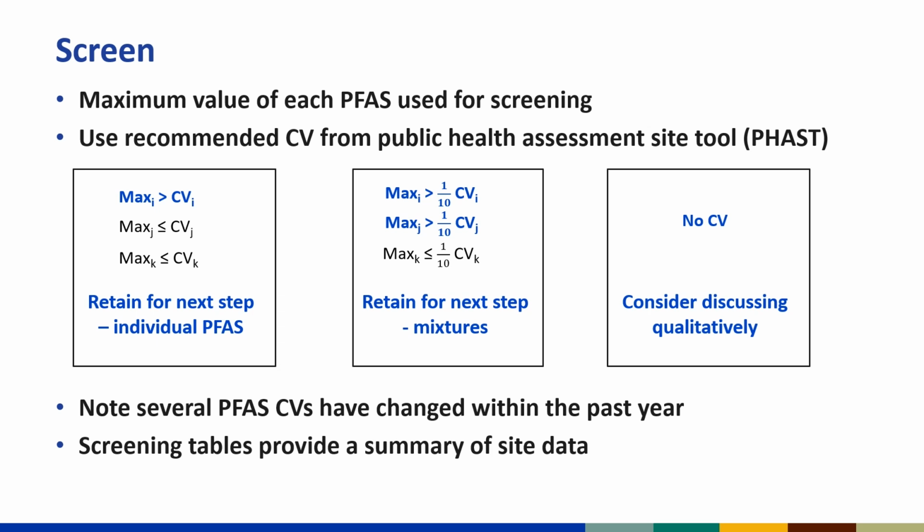But for PFAS, this is not completely true. PFAS that are below their CVs will screen out for an individual analysis, but we need to consider doing a mixtures analysis if there are multiple PFAS detected at just a tenth of their CV. And those PFAS that don't have CVs may also be retained for a qualitative discussion in the document. This will be helpful to show that we considered all PFAS that might contribute risk, especially since a CV for that PFAS might become available at a later date.